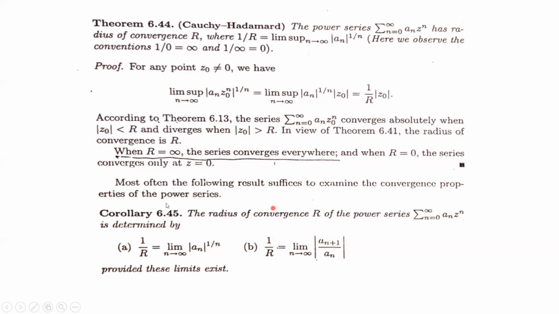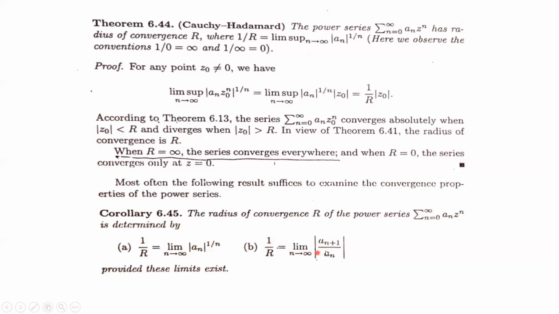Okay. So from this result, we can also set up these two corollaries. These two formulas also give the radius of convergence. What it states is that the radius of convergence R of the power series is determined by 1 by R equal to limit n tends to infinity modulus of a_n whole to the power 1 by n. Okay, so here it was written with the supremum. We have simply omitted supremum here. Whenever this limit exists, and this limit always exists, both supremum and infimum are the same. That's why there is no need to emphasize supremum here.